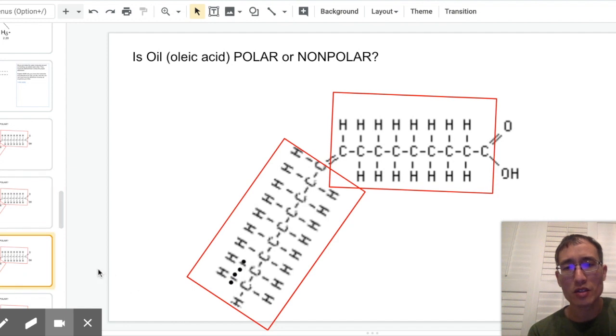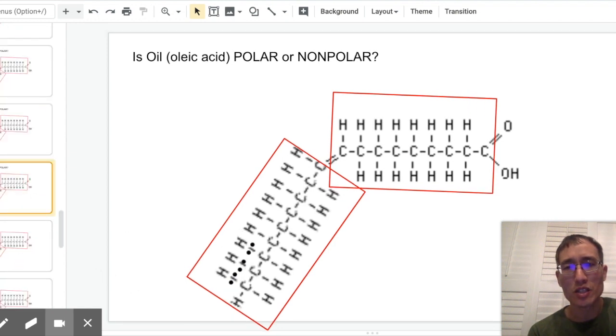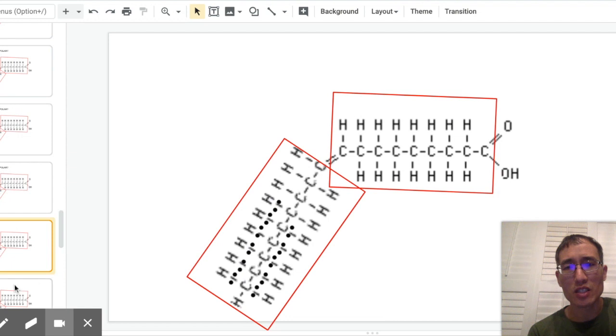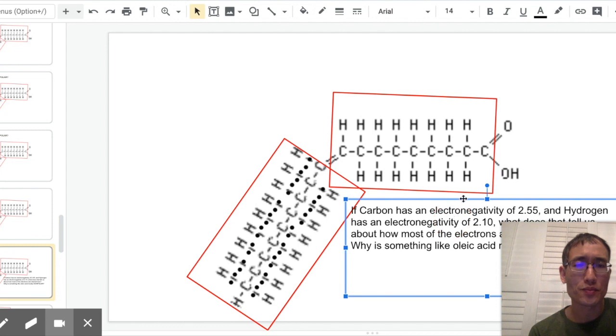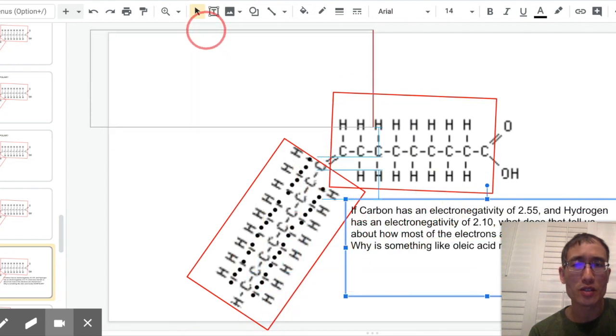I would have electrons here, electrons here. I would have electrons here, and everywhere. So I would be drawing electrons everywhere. There are so many electrons here, there's no way I can take care of this. And so, move this out of the way so you can see this.